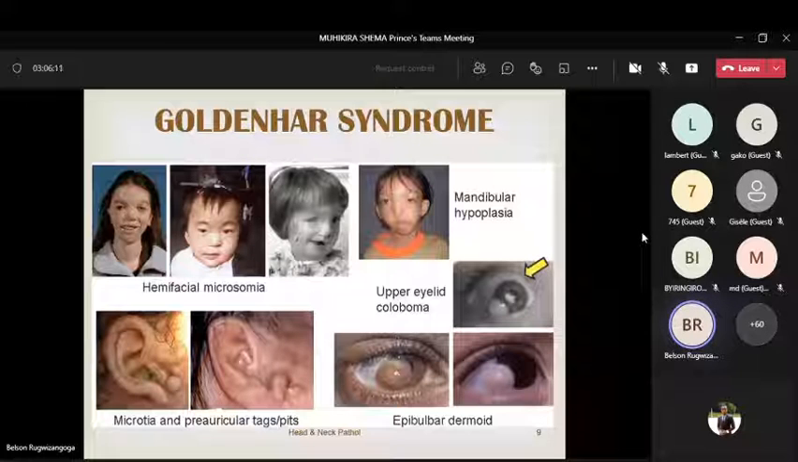There's another syndrome called Goldenhar syndrome. So they have partial microsomia. It means one part of the face is well developed, and another one is smaller, as you see this. So this is less developed than the right side. So upper eyelid coloboma, in the previous one, the coloboma was in the lower lids. And there is a mandibular hypoplasia, and this is the same as in the previous syndrome. Microtia, meaning they have small ears, and the preauricular tags.